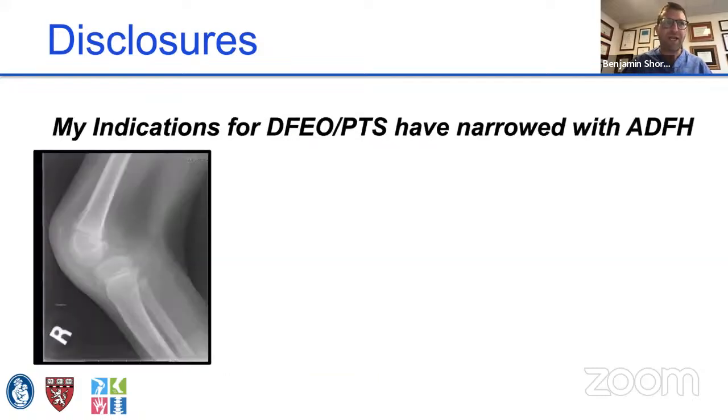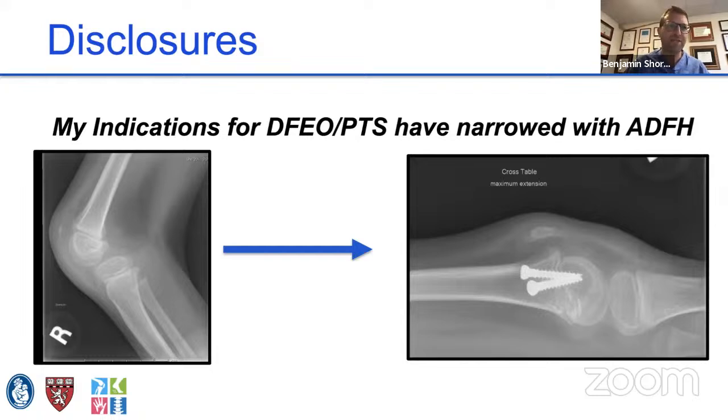I would acknowledge that my indications for bony extension osteotomies or distal femoral extension osteotomy and patellar tendon shortening have narrowed tremendously with the advancements of anterior distal femoral hemiepiphysiodesis. And so we'll show you some cases, but this is one very early child that had anterior screws, and actually just 2 weeks ago, I had to reinsert the screws after he made full correction, took the screws out, and then as his adolescent growth spurt developed, he had just a little bit of residual contracture, and so new screws went back in. And so we'll talk about some of the work that we've done here.